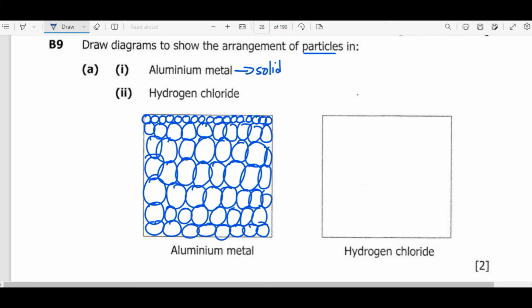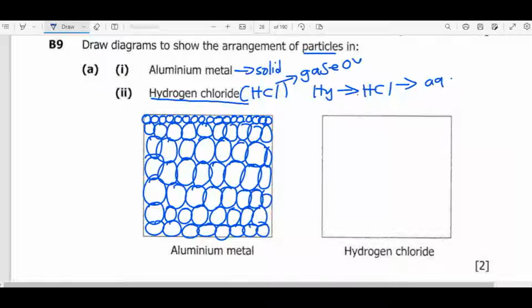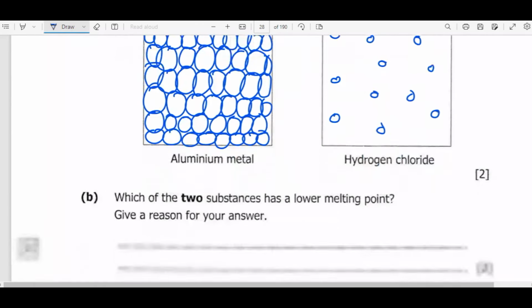Now for hydrogen chloride has a chemical formula of HCl. Hydrochloric acid has the chemical formula of HCl. Now the difference is hydrogen chloride is in a gaseous state. Then hydrochloric acid is in an aqueous phase. So we want the hydrogen chloride which is in gaseous state. So here we can just use the principle under gases where the particles must be sparsely packed.